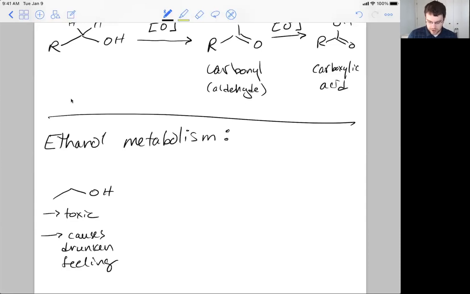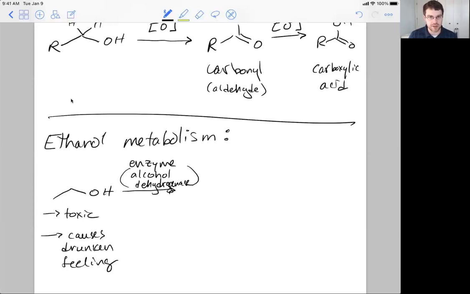When ethanol is consumed, it needs to be metabolized. It can't be readily excreted as ethanol. It needs to be handled. And it's handled fairly quickly using an enzyme called alcohol dehydrogenase. Okay, so that's a catalyst. Enzymes are just biological catalysts, so you have some floating around your body.